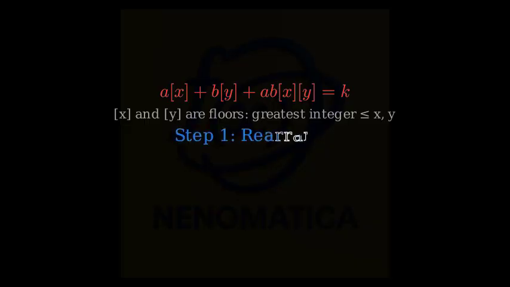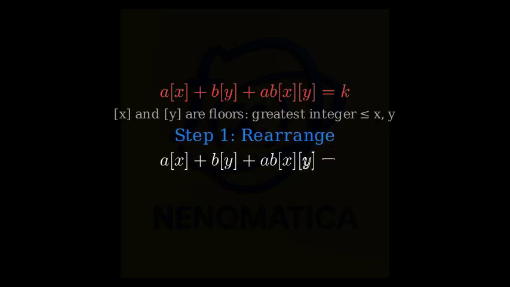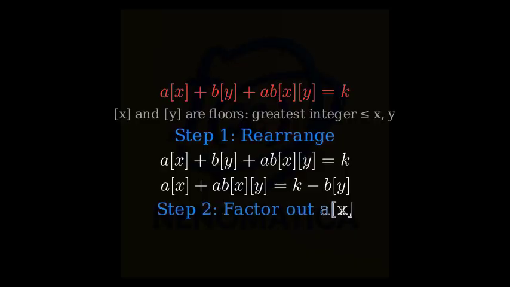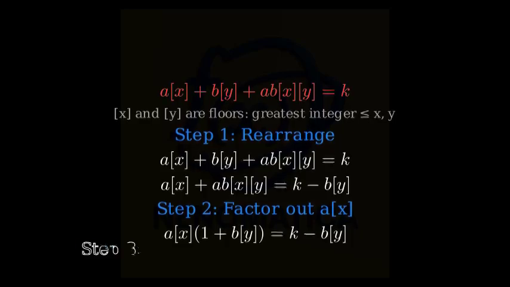Step 1. Rearrange to group terms with ⌊x⌋. Move the term b⌊y⌋ to the right-hand side. That gives a⌊x⌋ + ab⌊x⌋⌊y⌋ = k − b⌊y⌋. Step 2. Factor out the common term a⌊x⌋. We get a⌊x⌋ times (1 + b⌊y⌋) equals k − b⌊y⌋.